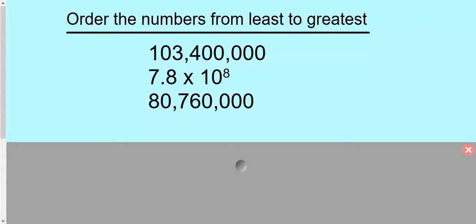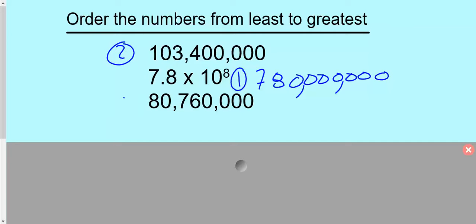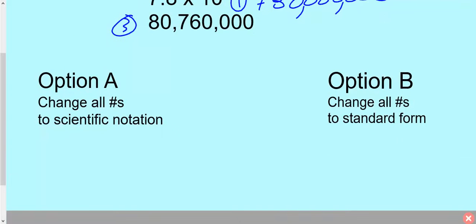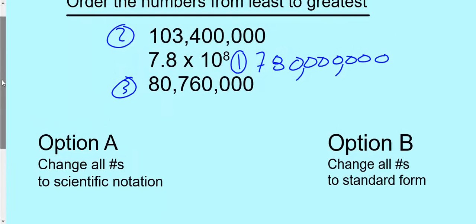All right, and then you're going to see problems where you have to order the numbers from least to greatest. You have two options: convert them all to standard form, or convert them all to scientific notation. It doesn't really matter either way. Commas will be your friend here. Okay, so I have 780 million. Okay, that's number one. I have 103 million, that's number two, and I have 80 million, that's number three. So, here are your two options. I like standard form, I guess, better, but you can do as you wish.